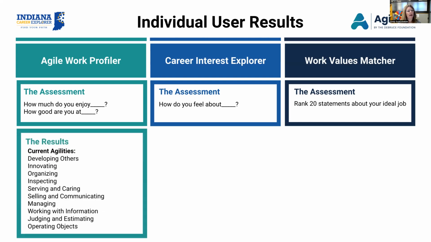So these are my current agilities that I took just the other day. So developing others is my top, then innovating and organizing. And you can see, I mentioned earlier, these are my bottom ones. What I can tell you for sure about the Agile Work Profiler is my top 3 agilities, and then my 4, 5, and 6, and really 7. My top 3 rotate almost every time I take it. And then these ones in the middle really rotate a lot when I take them.